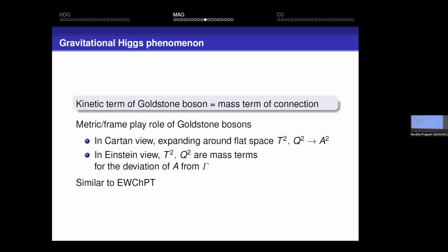Now, the essence of the Higgs phenomenon in a gauge theory is the following. You have a connection field, a gauge field, and scalars. And among the scalar degrees of freedom, there are Goldstone bosons. And the essence of the Higgs phenomenon is that the kinetic term of the Goldstone bosons is just a gauge invariant way of writing a mass term for the connection.